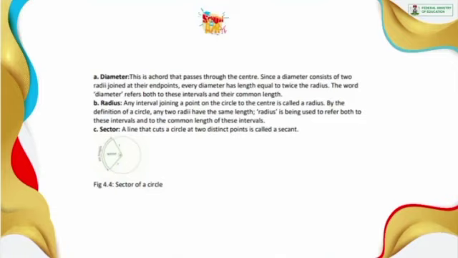A radius is any straight line drawn from the center of a circle to the circumference. So from the center of the circle to any point of the circumference is called a radius. I'm sure you've gotten what radius means. Okay, let's go to an arc.